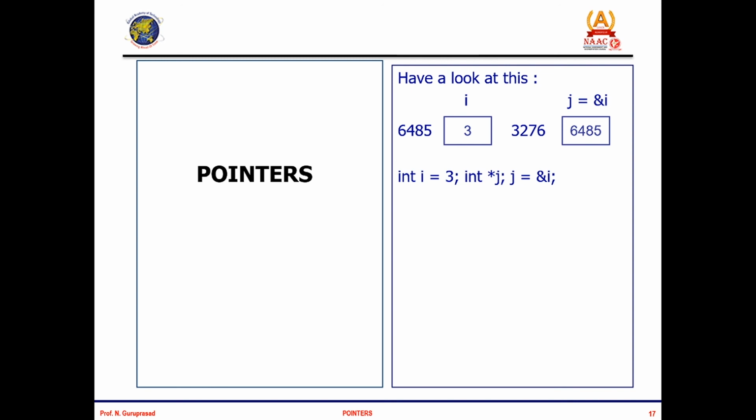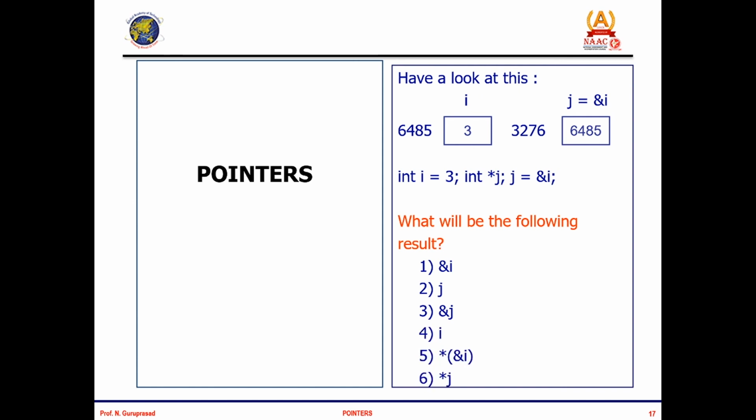Let us look at the implication of this. What will be the following results? The first one, ampersand of i. What is address of i? 6485. Next, what is the value of j? 6485. Ampersand of j, the address where j is stored, 3276. The next set of 3: what's the value of i? 3, straightforward. Star of ampersand of i: what is address of i? 6485, and star of 6485 is 3.